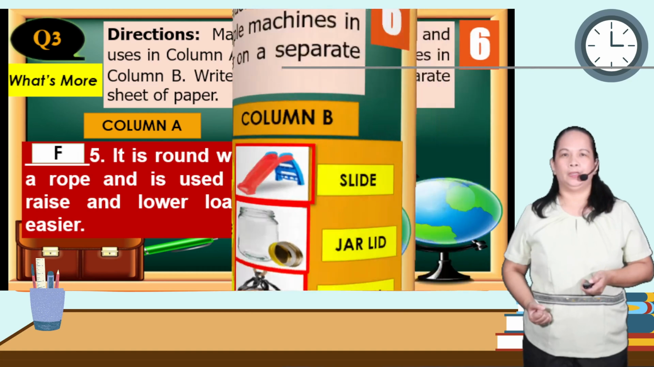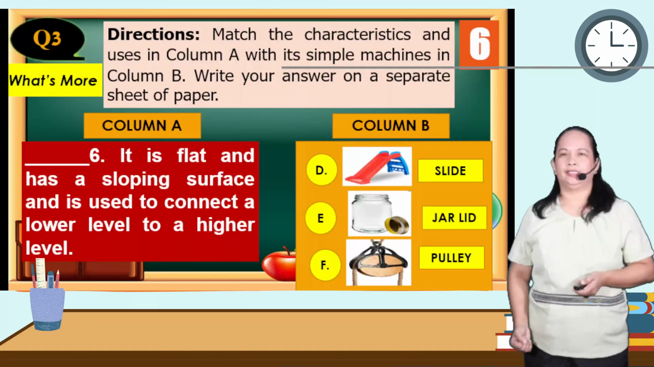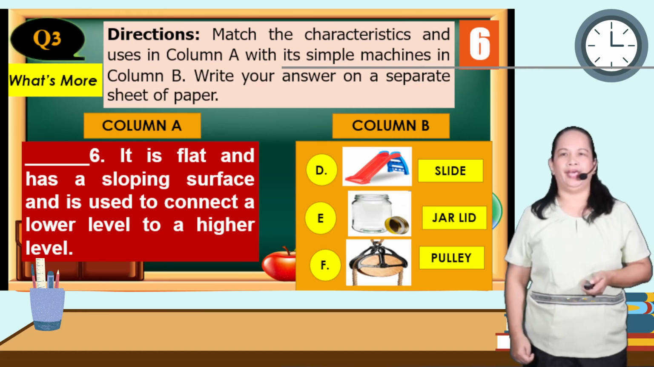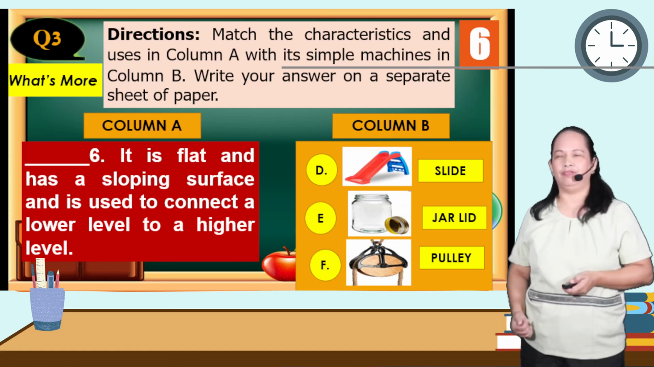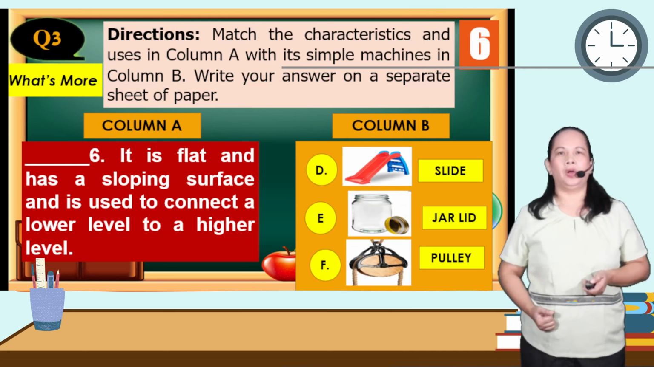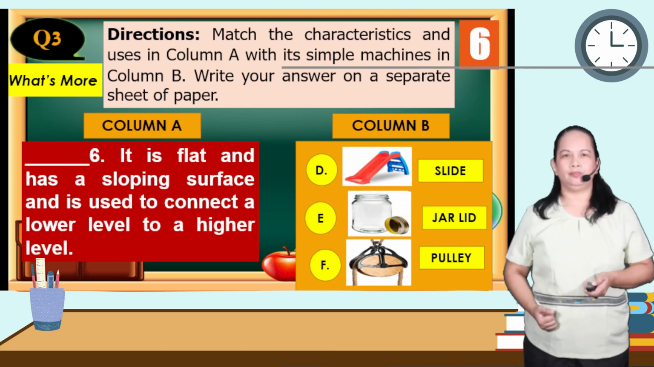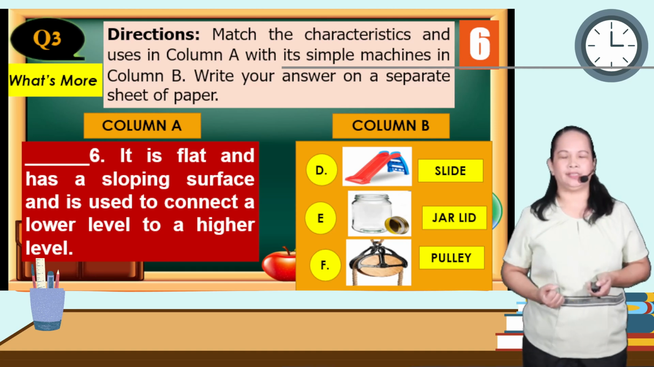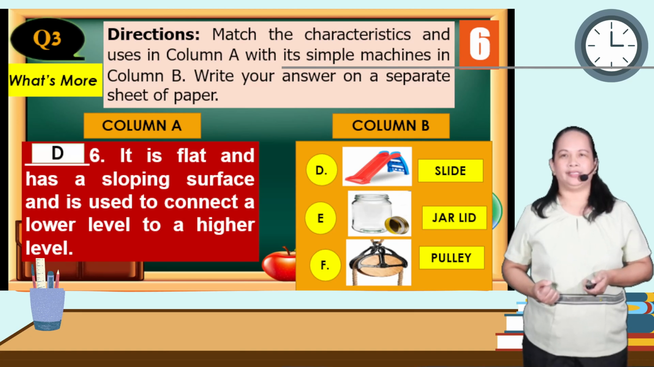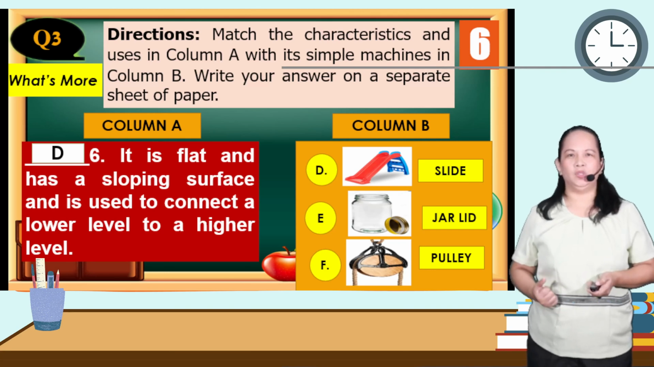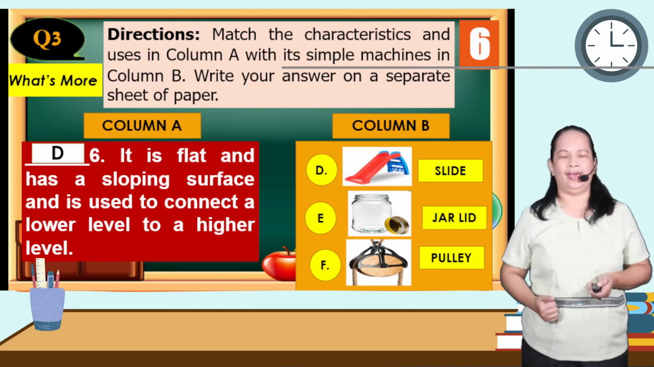Next. Number 6. It is flat and has a sloping surface and is used to connect a lower level to a higher level. Is it letter D, slide, or E, jar lid, or F, pulley? 1, 2, 3, 4, and 5. What is the correct answer, grade 6 learners? Yes, it's letter D. Okay, very good, grade 6 learners. I know that most of you got the correct answer.